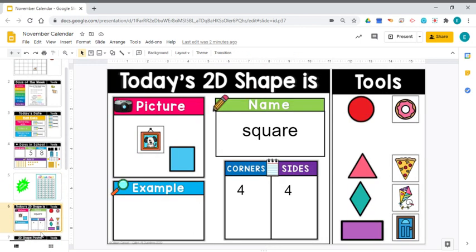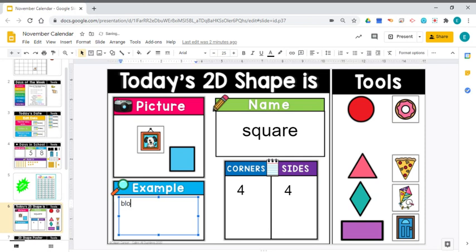All right, yesterday we talked about a square, and we said a square has 4 corners and 4 sides, and the sides are all the same size. And I asked you to come up with some examples of things around your house that are in the shape of a square. And Ellabeth said that she found blocks that were in the shape of a square.